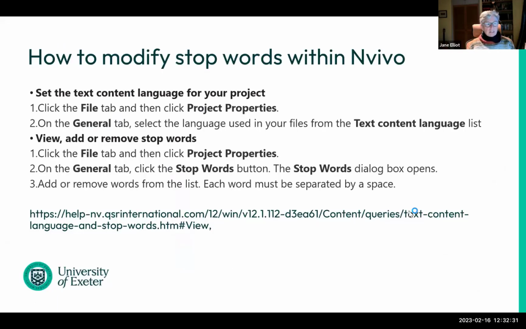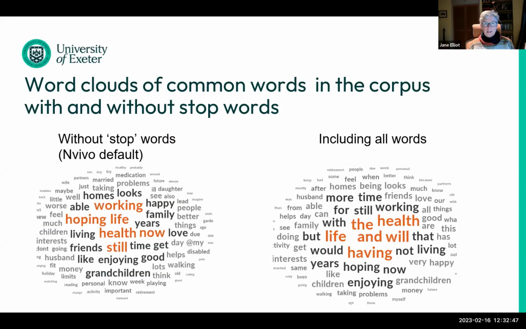So on the next slide and in your handouts, you will have this how to modify the stop words within NVivo. And I've put a link at the bottom where you can get even more information about this. But I think it's more useful now for you to see the way that it changes the word cloud you get. So on the left-hand side, you can see the word cloud that I showed you before. So this is the NVivo default. So I haven't got any stop words in my word cloud, in other words.